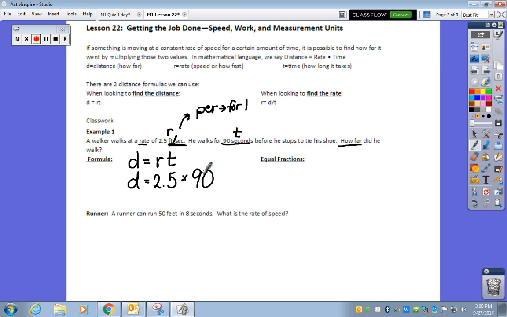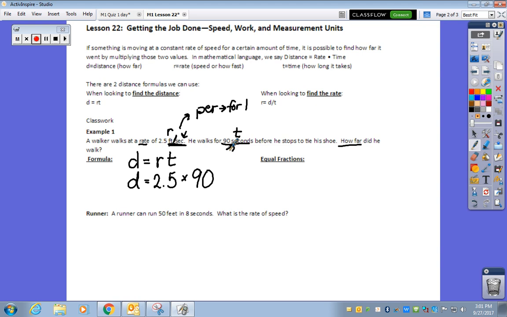Now, something that's also super important to remember is that your rate of speed and your time have to be in the same terms. Since this is seconds and this is seconds, we can just multiply the two numbers together. If they were different, we would have to convert the time to the same unit that's used in the rate, which we'll see in a problem coming up. So you really do have to pay attention that your rate and your time have the same units in them.